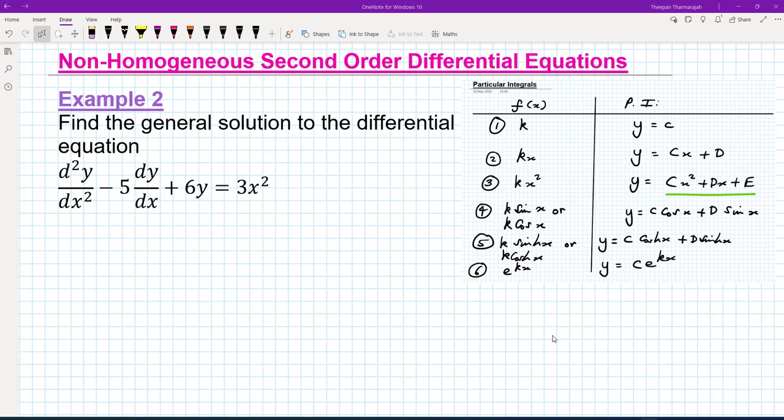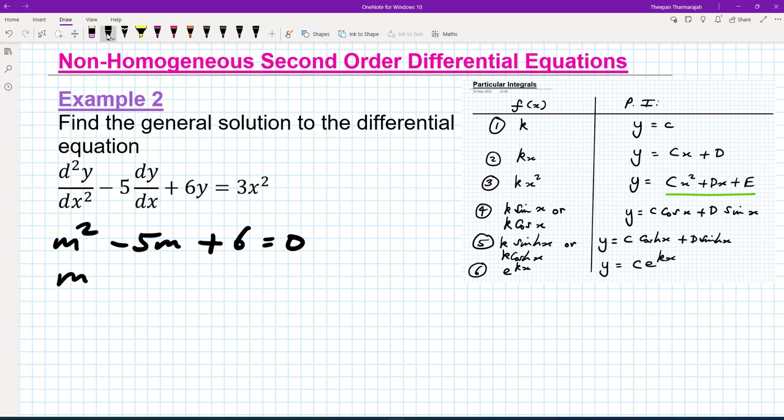In this video, we're going to look at the next type of non-homogeneous second order differential equation where the right hand side is equal to something times x squared, or in the form of k times x squared. So we're going to do what we always do. We're going to work out the auxiliary equation. So that's going to be m squared minus 5m plus 6 equals 0.